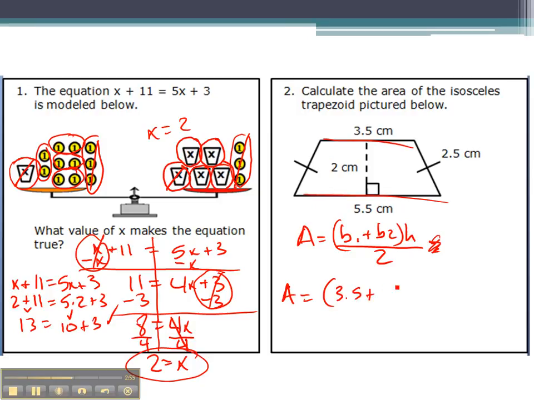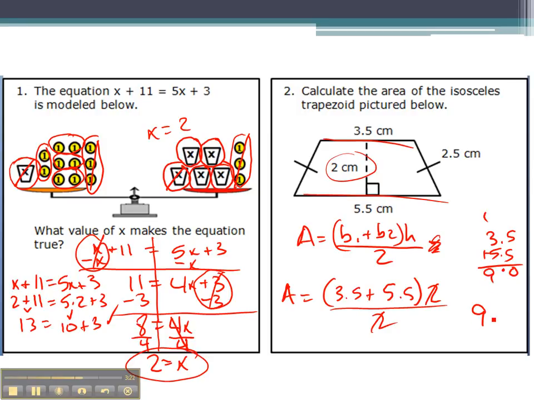3.5 plus 5.5. The height is the perpendicular distance between the bases, and that's 2. So times 2 divided by 2. Well, 2 divided by 2 is 1, so we can just get rid of that. And we get 3.5 plus 5.5 is 9, lining up my decimals because I'm adding. So 9 centimeters squared, because we're talking about area.